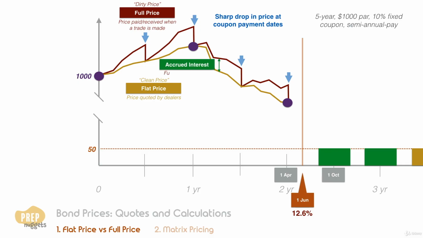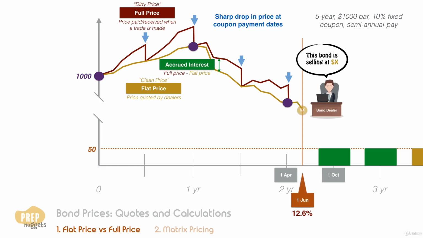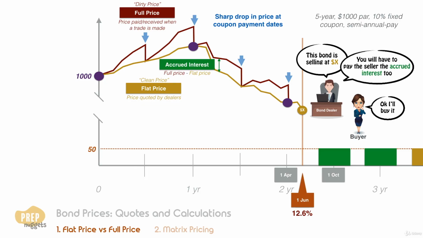So in effect, the difference between the full price and the flat price is the accrued interest. For example, on the 1st of June, a bond dealer will quote the price of the bond at X dollars, which is its flat price. If a buyer wants it, she has to pay not just the quoted price, but also the accrued interest to the seller. This is because the buyer will receive the full coupon payment of $50 on the next payment date, which is the 1st of October, but rightfully, part of this payment belongs to the seller who held the bond for 2 out of the 6 months of this period.